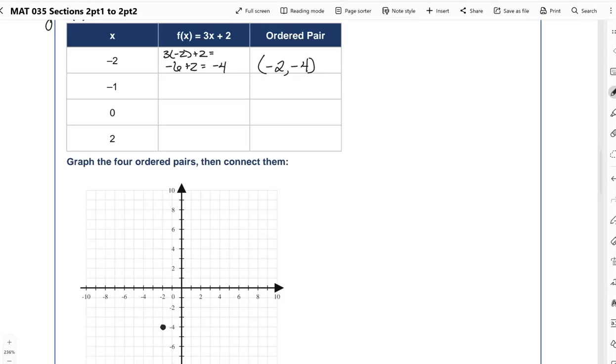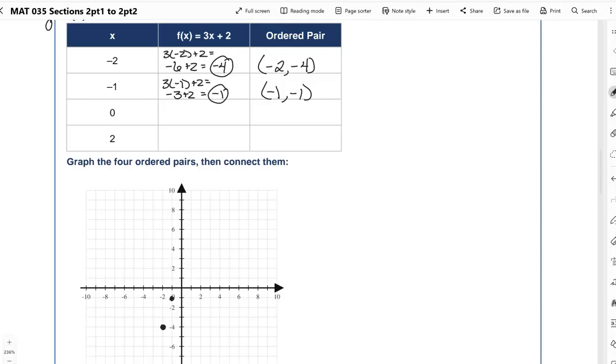I'm going to do the same thing with -1. We're going to have 3 times -1 plus 2. That's going to be -3 plus 2, which is -1. So my ordered pair, the x-coordinate was -1, the y-coordinate was -1. (-1, -1) lives here.